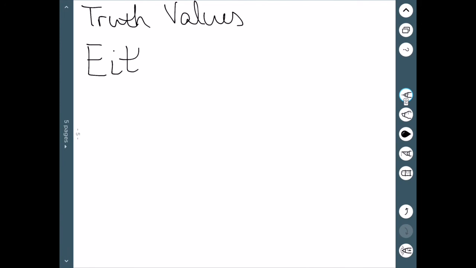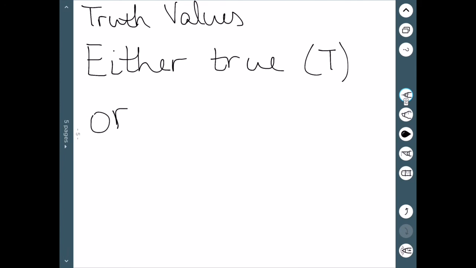So there are two possible truth values. It's either true, which we'll denote with a capital T, or false, which we'll denote with a capital F.